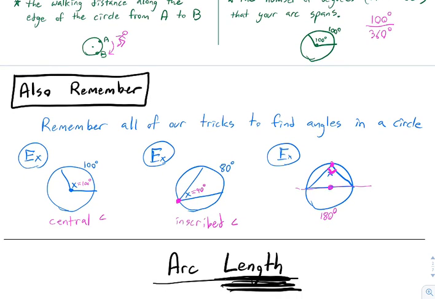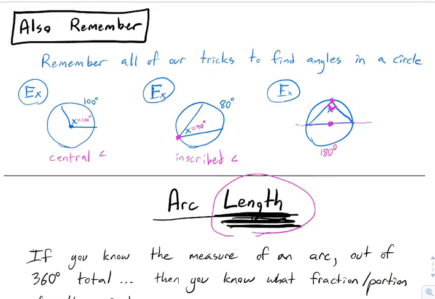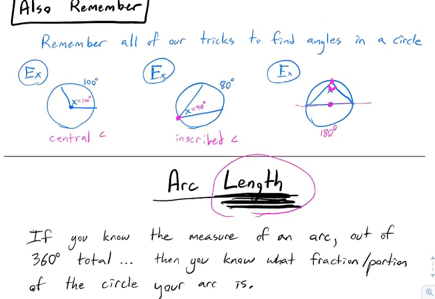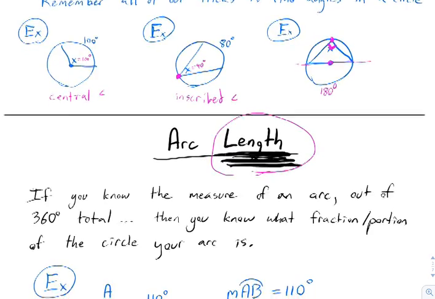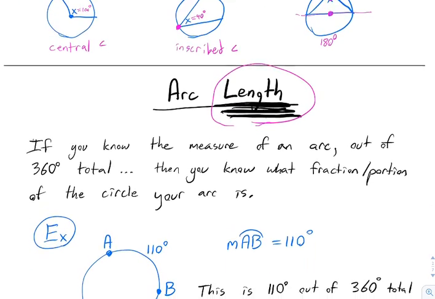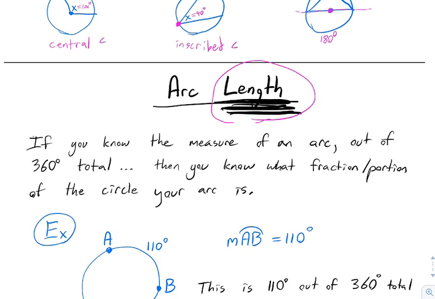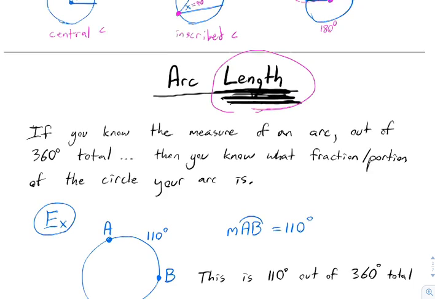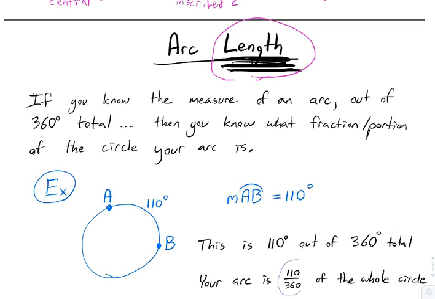Okay, so arc length. If you already know, or you're given, or you can use some of your tricks to find the measure of an arc out of 360 degrees total, then really what you know is what fraction of the circle you have. So an example here is, if I have a 110 degree arc, that's 110 degrees out of 360 total. There are 360 degrees in a circle, and I've got 110. So your arc is 110 out of 360. That's the fraction of the circle we have.